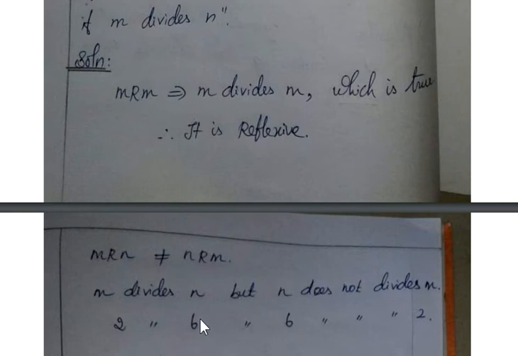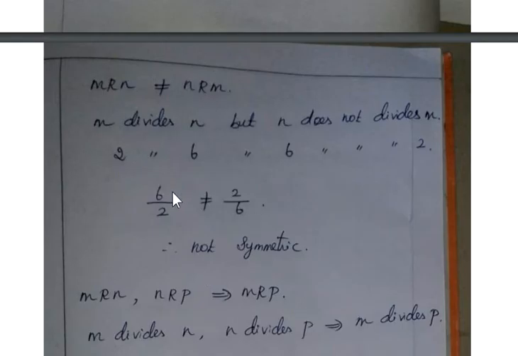How can we write it? 6 by 2 divides means this one is the denominator and this one is the numerator. 6 by 2 is 3. But 2 by 6 is not equal to 3, that is 1 by 3. So both the things are not equal. So 2 divides 6, but 6 does not divide 2. Therefore it is not symmetric.